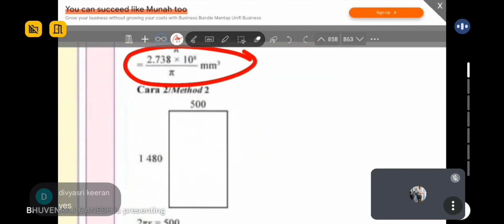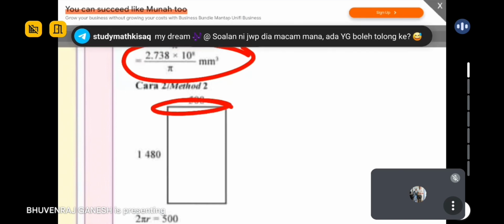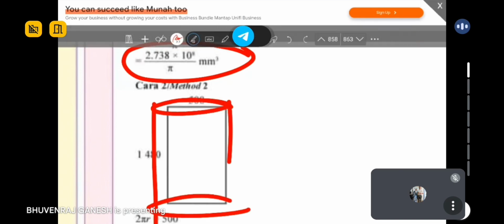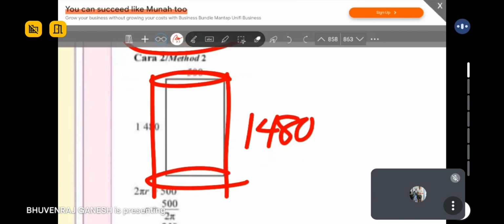You just imagine only. Okay, second one, you switch the position. Now it's upright, menegak. So now, guys, the circle is the 500. Can you all see it, guys? This one is the circle. Imagine it 3D. Can you see it? 1480, circle, 500, 500. So, ukur lilit 2 pi r equals 500. Can you understand?